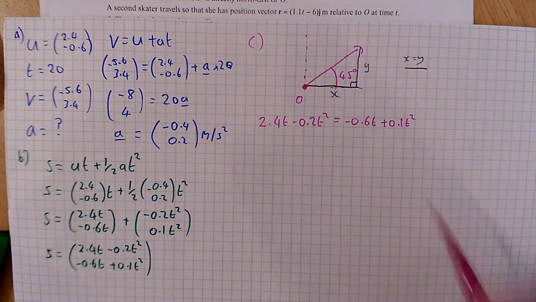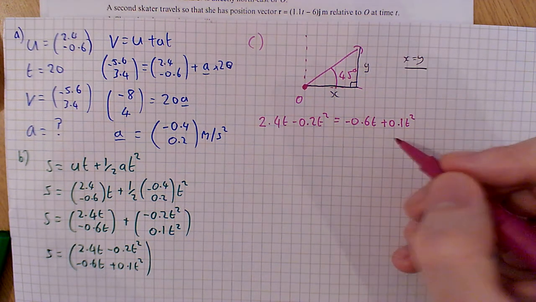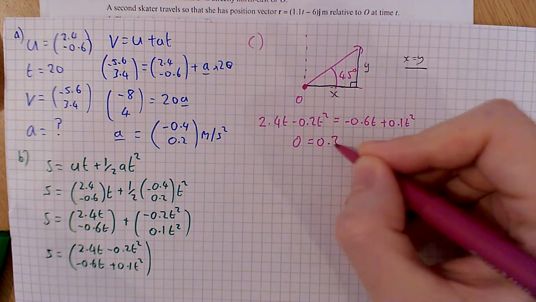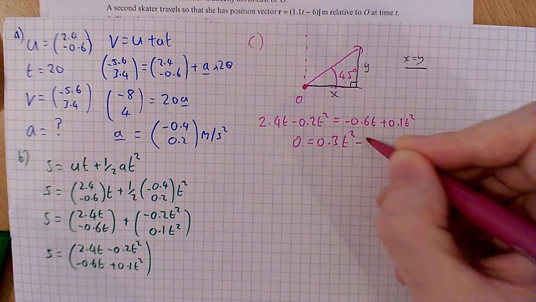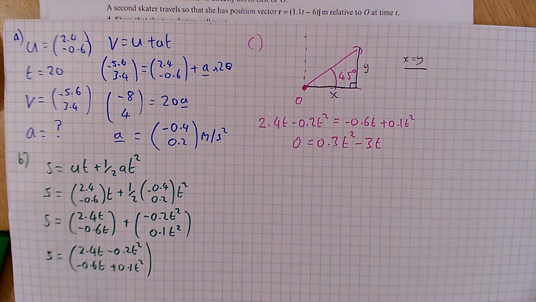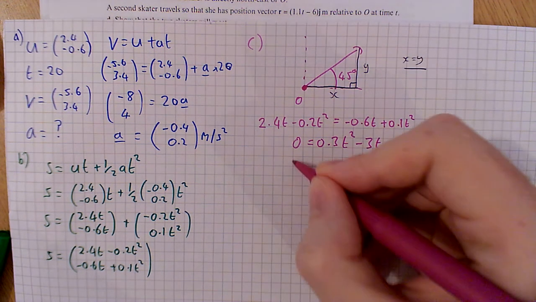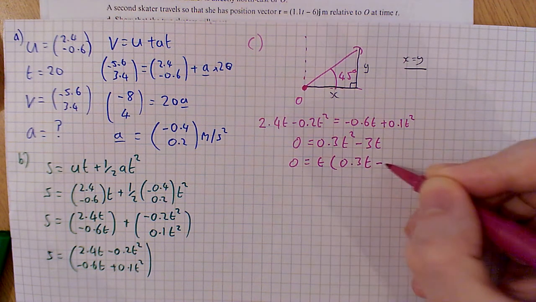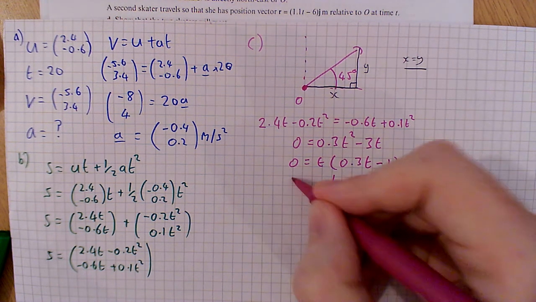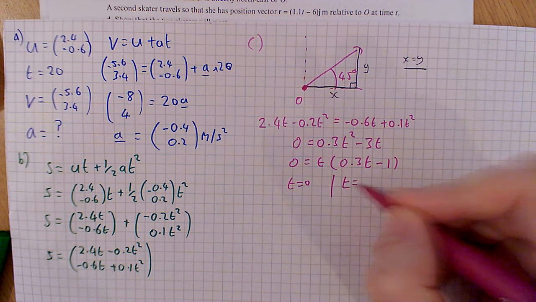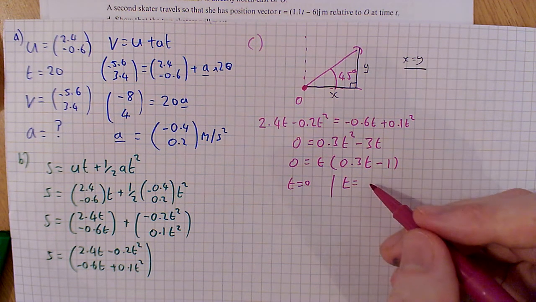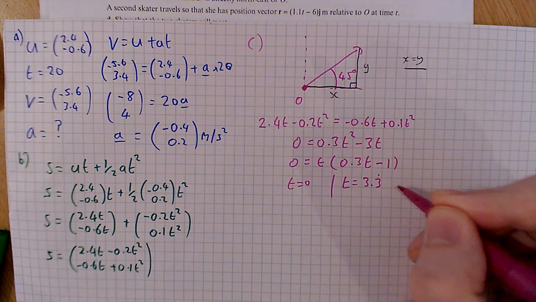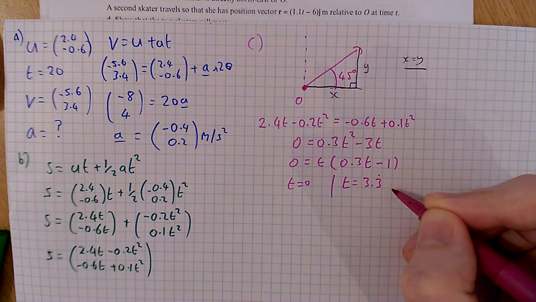Okay, then what I'm going to do is rearrange it. So put everything on the same side where the t squared is positive. So I'll have 0 equals 0.3t squared minus 3t. Then I'm going to factorise t out. So t(0.3t minus 1). This gives us t is 0 as an answer, but it also gives us t is 1 divided by 0.3, which gives us that t is 3.3 recurring seconds as well.